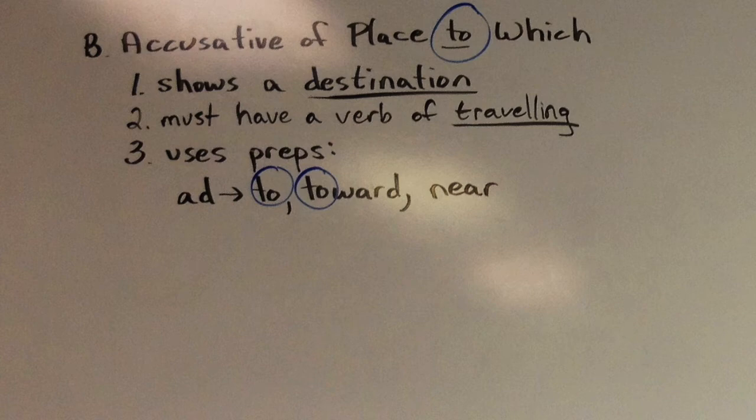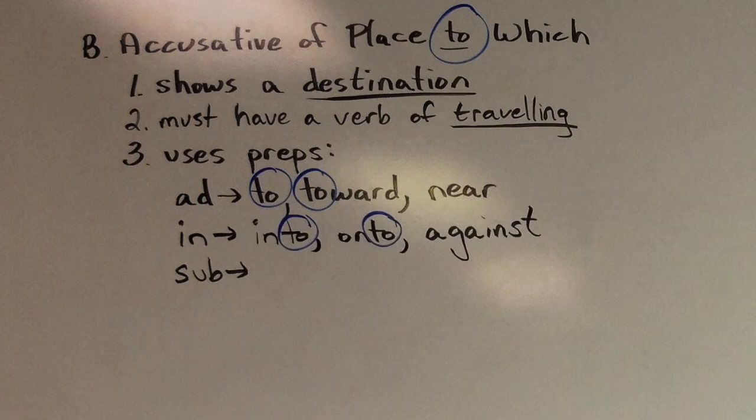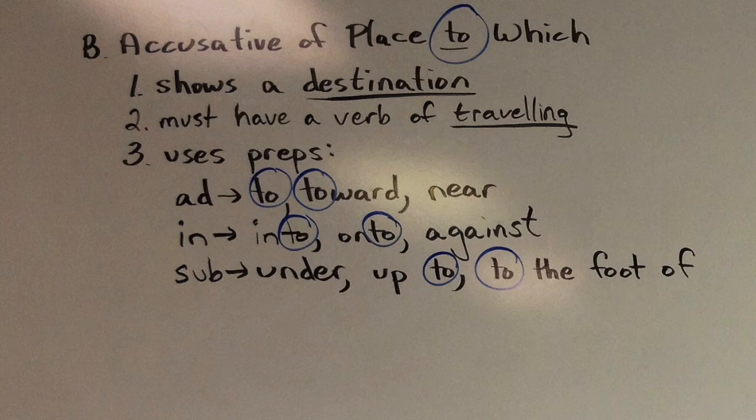Now, the accusative of place to which will also use the prepositions in and sub, just like the ablative of place where, but they'll be translated differently when they have an accusative object. When in has an accusative object and is being used as the accusative of place to which, it'll mean into or onto or against. Notice once again how two of those prepositions contain the word to in them. When sub has an accusative object, it'll mean under, up to, or to the foot of. Notice once again the preposition to within up to and to the foot of.